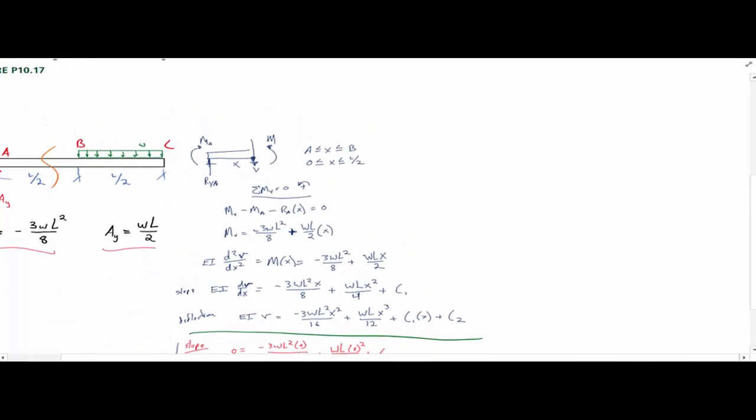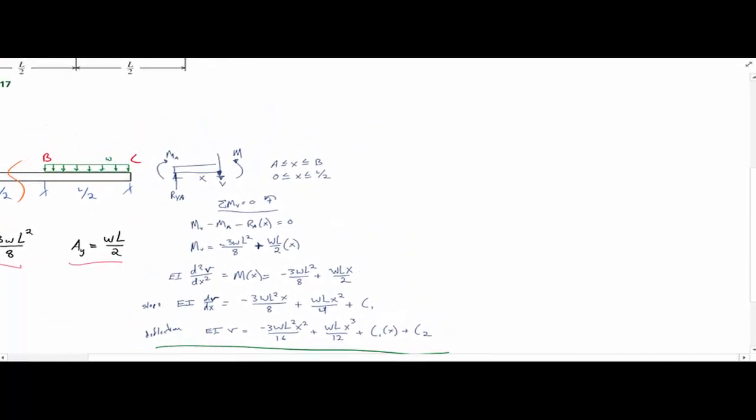And our actual equations, right? Our equations for between 0 and L over 2, our slope then equals EI dν over dx equals negative 3wL squared x over 8 plus wLx squared over 4. Okay?